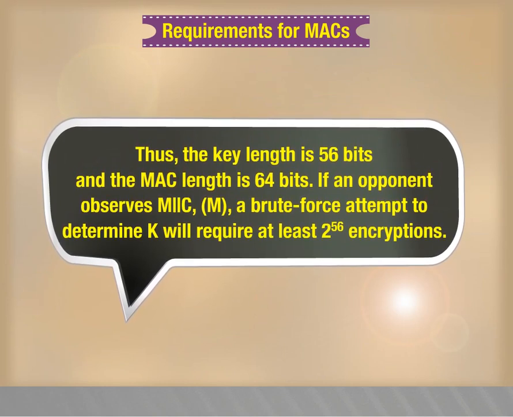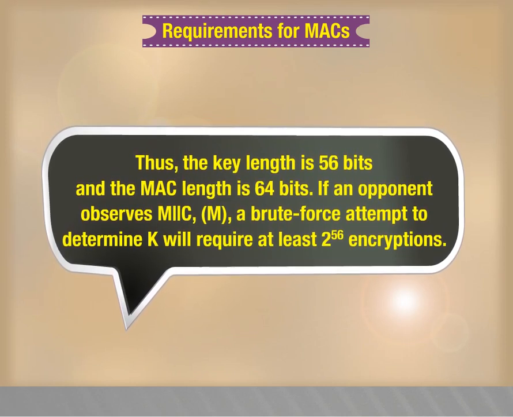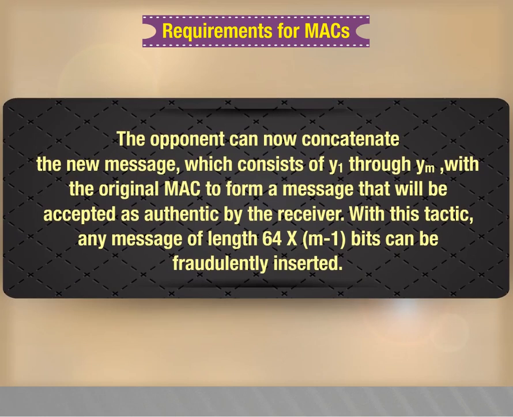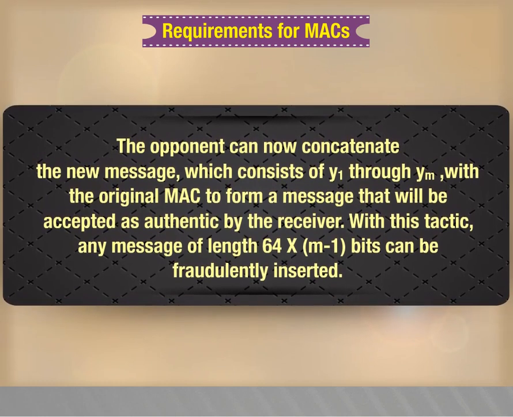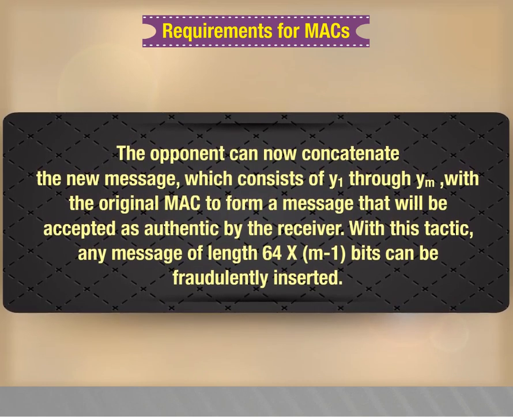If an opponent observes M and C_K(M), a brute force attempt to determine K will require at least 2^56 encryptions, but the opponent can attack the system by replacing x1 through x(m-1) with any desired values y1 through y(m-1) and replacing xm with ym, where ym is calculated as follows: ym equal to y1 XOR y2 and so on up to y(m-1) XOR Δ(M). The opponent can now concatenate the new message, which consists of y1 through ym, with the original MAC to form a message that will be accepted as authentic by the receiver. With this tactic, any message of length 64 times (m-1) bits can be fraudulently inserted.